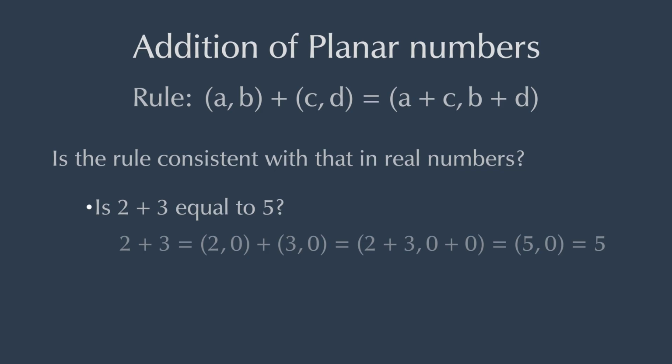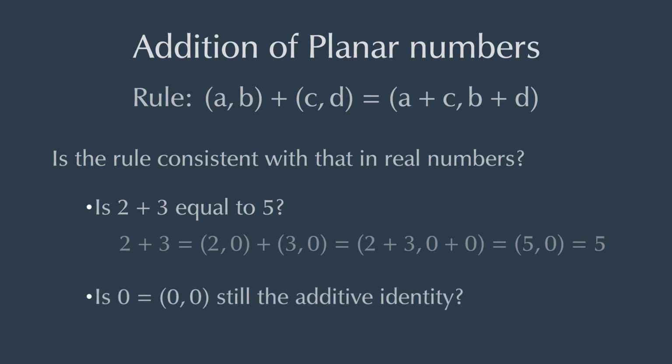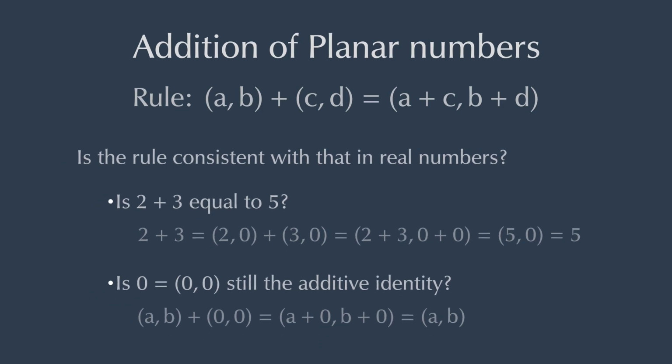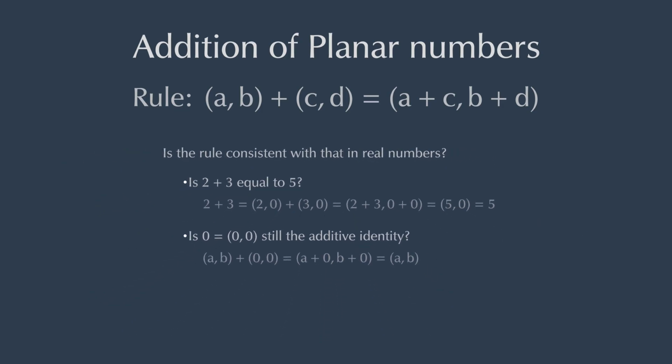Number 2. When working with real numbers, the number 0 has a special place with addition. 0 is called the additive identity. That means any number plus 0 is equal to itself. We like to preserve that special place for 0 when working with planar numbers as well. Take any planar number (a, b). We should expect (a, b) plus (0, 0) to be (a, b) itself. Indeed, by the addition rule, we have that to be true as well. So, we're good with our definition of addition operation.